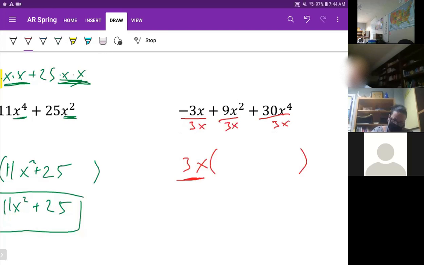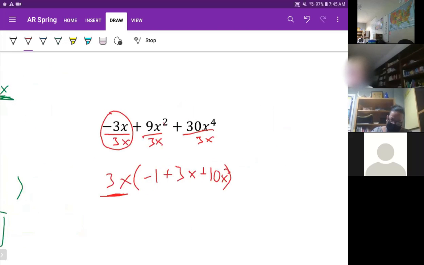But it's not like the big long division that you had to do last assignment. You just reduce it. So what's left here is negative 1 for this first part. The second part, positive 3. There's 1x at the bottom here, and there's 2 at the top, so you're just left with 1x. And then here, 30 divided by 3 is positive 10. We lost one of the x's, so 10x to the 3.